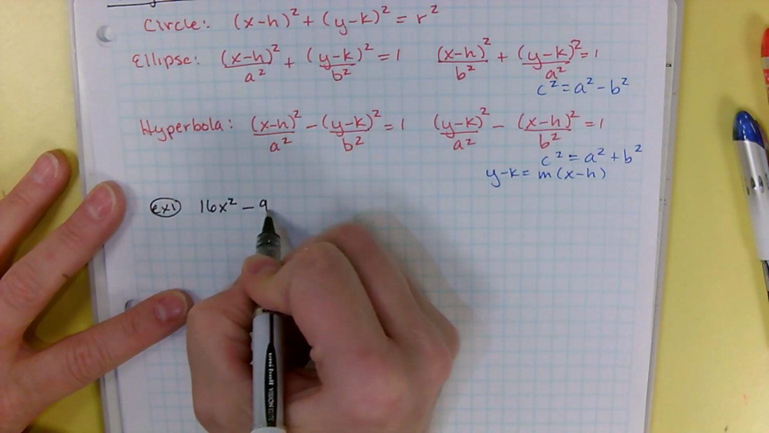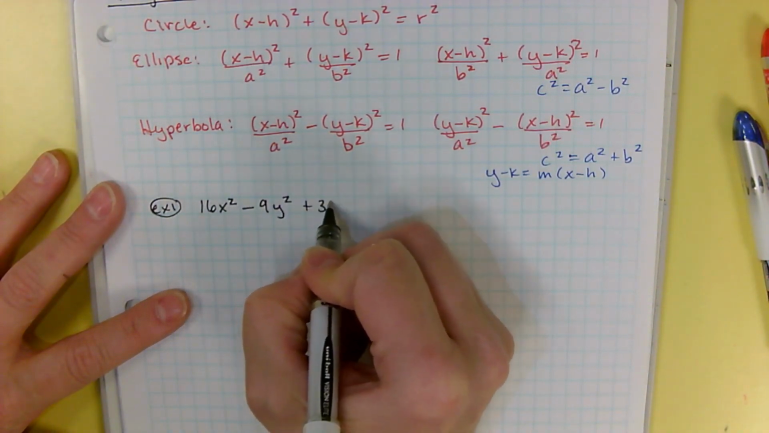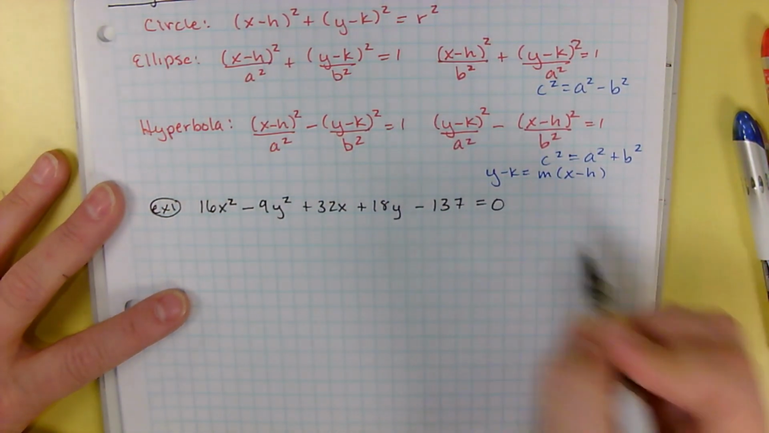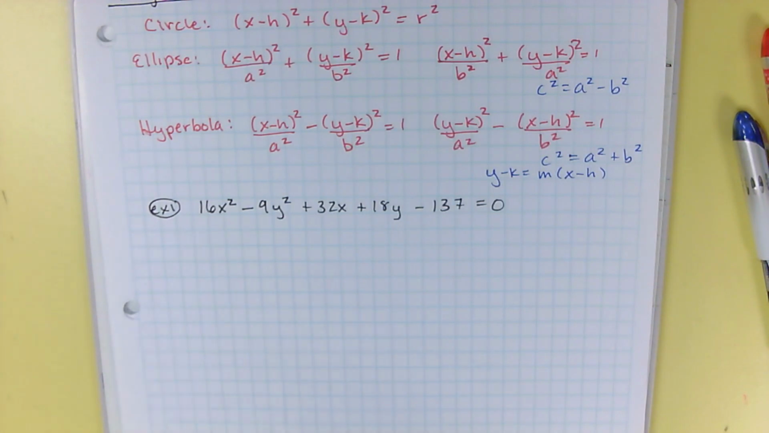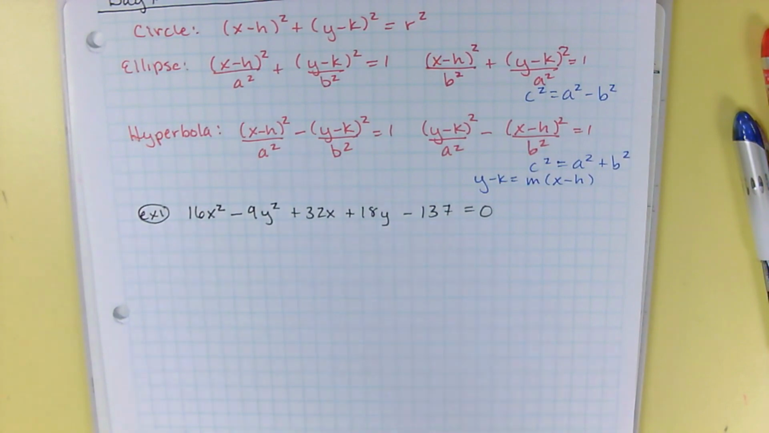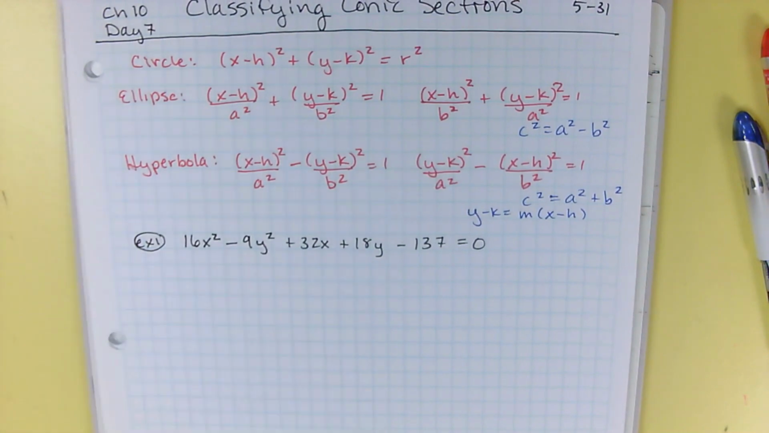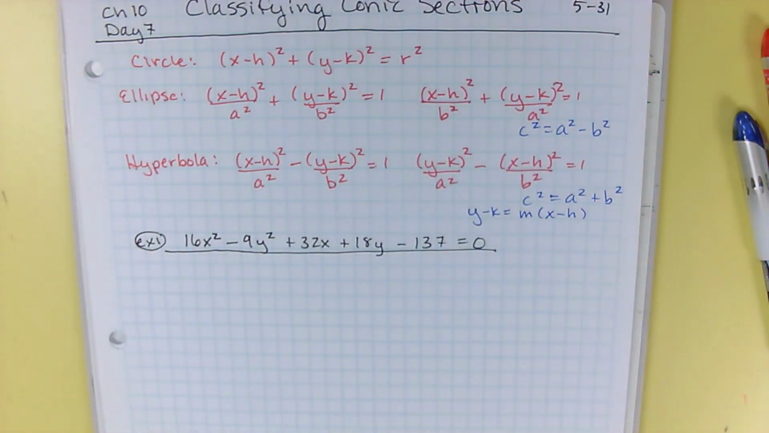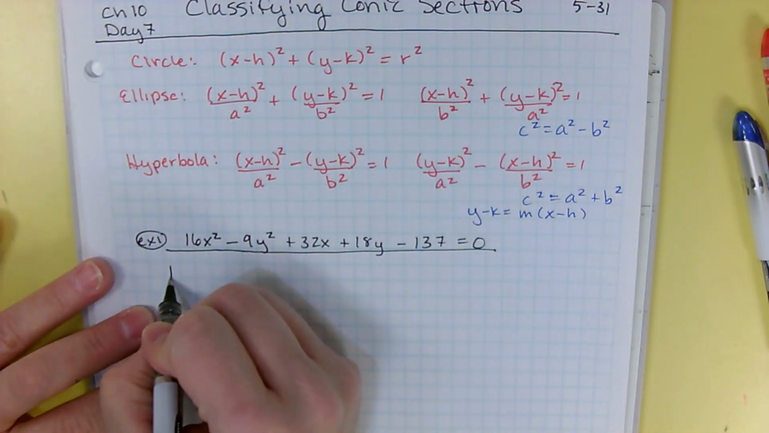16x squared minus 9y squared plus 32x plus 18y minus 137 equals 0. In this form, about the only thing we know for sure is this is not a parabola, because in a parabola, only x or y is squared, but not both of them. So this could be a circle, an ellipse, or a hyperbola. We don't know so far. The one thing that all three of these have in common is you have to complete the square for x and y. So that's what you're going to want to do first when classifying a conic section: complete the square.